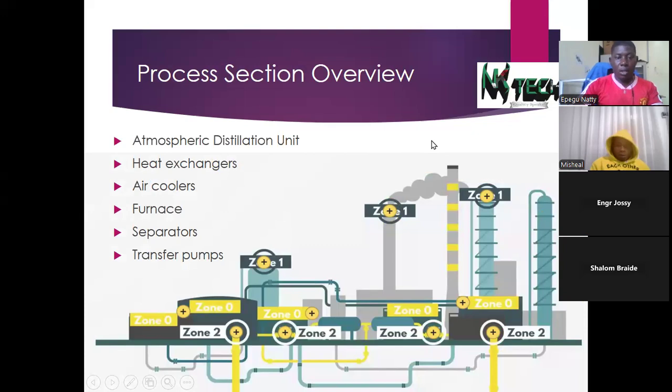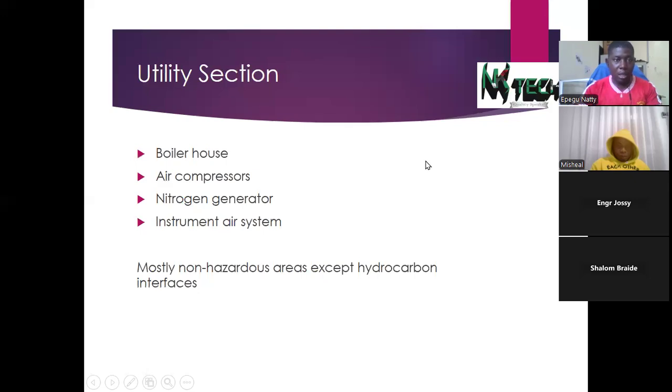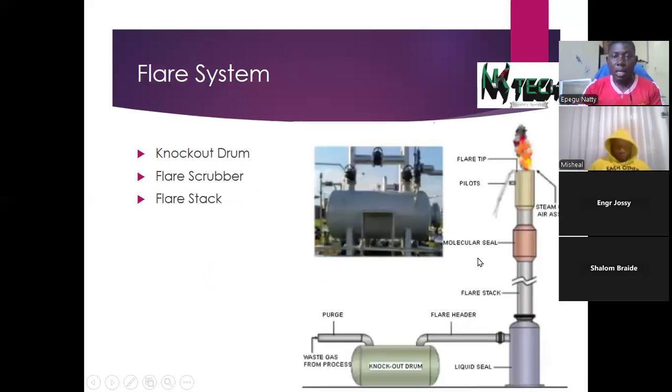Okay, so this is another overview of what we're talking about. And I think at this moment, like I mentioned, the utility section doesn't have a lot of hazards, so that area can be ignored. But you can also just tag them as zone 1 or zone 2. And then your flare station is most likely zoned when there is an offset.